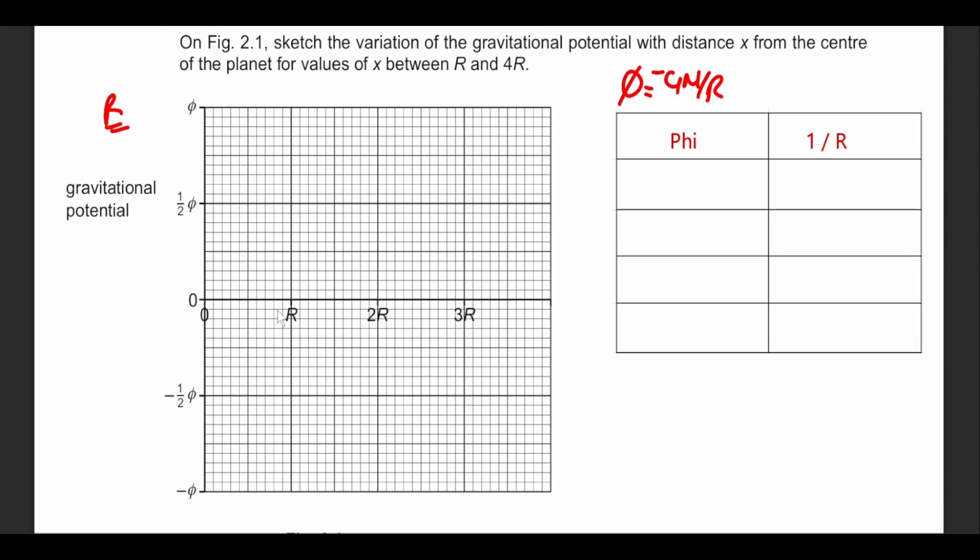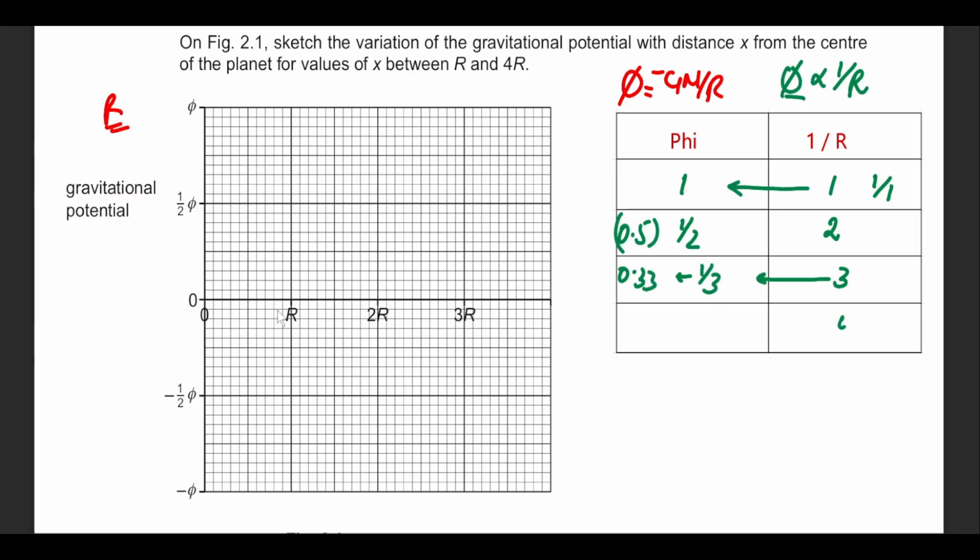Since phi is inversely proportional to r, that is proportional to 1 over r, what we can do is just replace values in this. So if r was 1, 1 divided by 1 gives you 1. So phi is 1. So we work this way back. If r is 2, phi becomes 1 over 2, which is 0.5. If r is 3, that becomes 1 over 3, that becomes 0.33. If r is 4, that becomes 1 over 4 and goes up to 0.25.